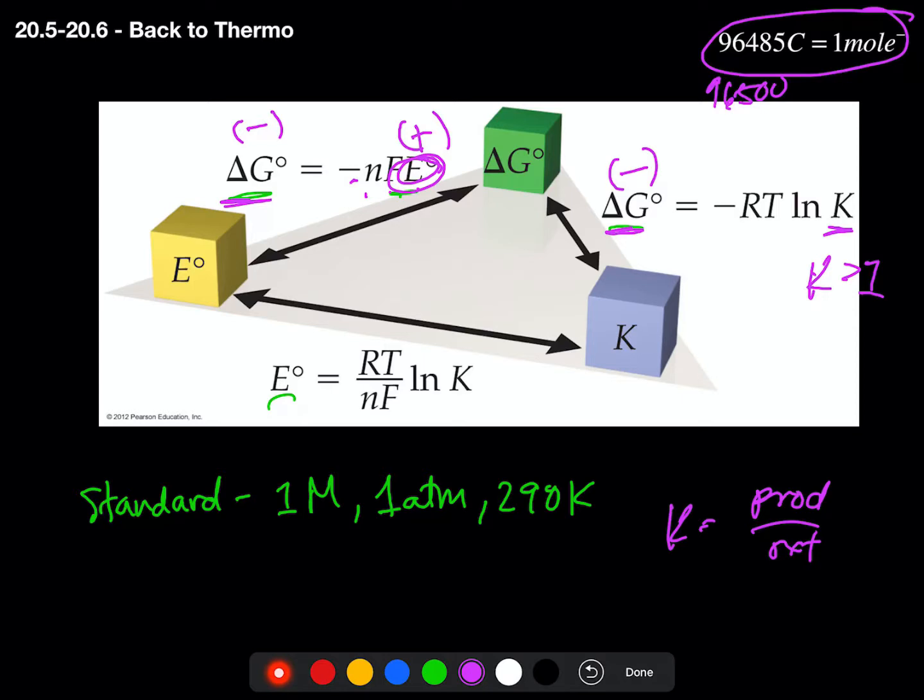Thermodynamically favored. Here we're going to go ahead and tie together our E and our K, wherein if my K value is greater than 1, meaning products are favored, that means the natural log of a value greater than 1 is what sign? Positive. The ln of a number greater than 1 is a positive number, which means that my E naught value is positive. Does it make sense? All right, so make sure you know those equations so we can translate between my E and my G and my K.